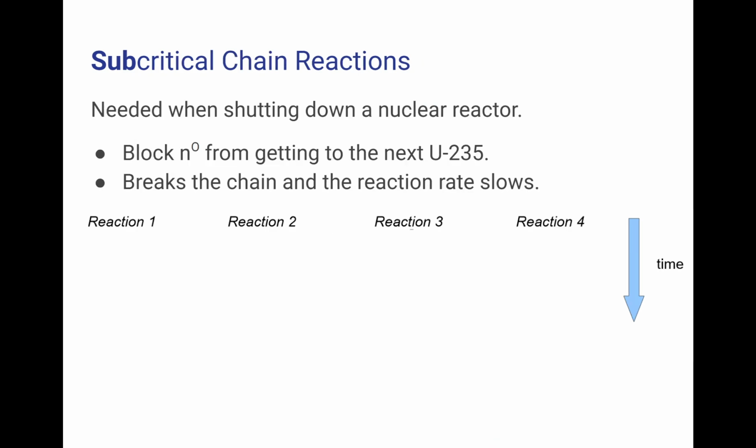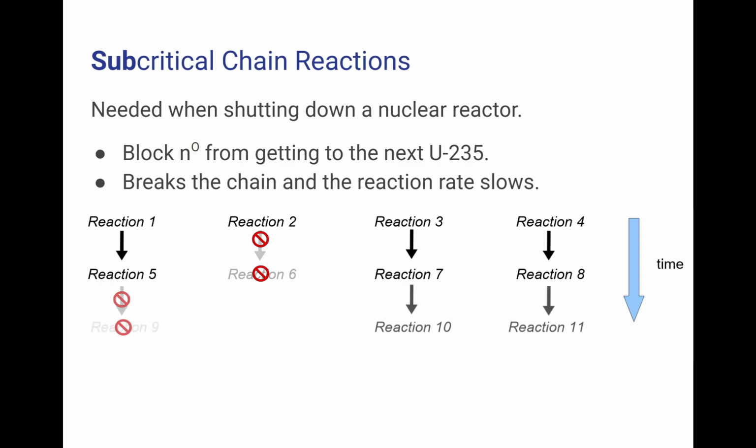But we can also have a subcritical chain reaction. Maybe we're shutting down the nuclear reactor, and to think of this, imagine you've got a whole bunch of different rows of dominoes falling over, and you start pulling out some of those dominoes. You're interrupting the flow of neutrons getting to the next reaction, so that over time, the total number of reactions dies out until, if you've pulled out enough of the dominoes, you've pulled out enough of the neutrons, then it just dies off.